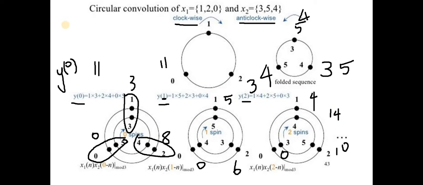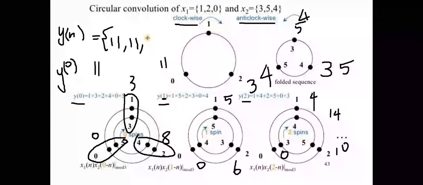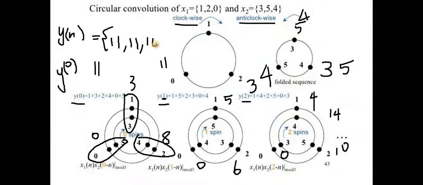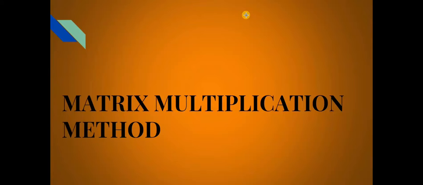So how are you going to represent this? Just y of n. Y of n is equal to 11, 11, 14. So this is the y of n value, the output for the given two sequences. Are you clear? Then we shall move to the next slide, that is the matrix multiplication method.